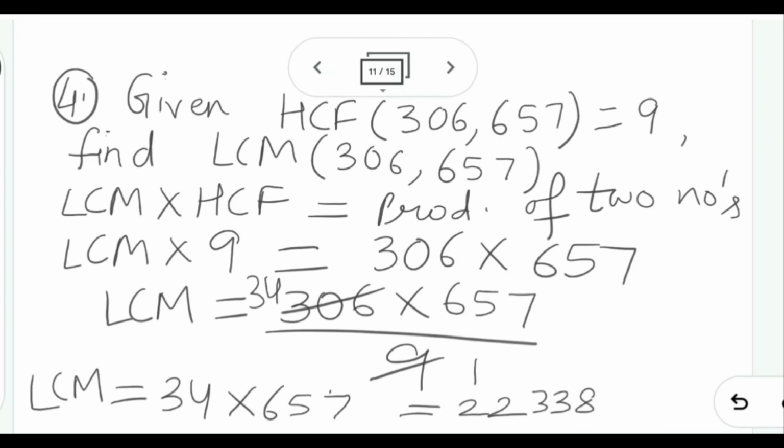So that's all for today. So we learned how we can find LCM, HCF, prime factorization and solve sums based on it.